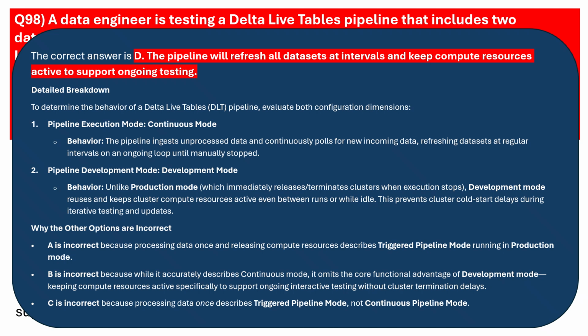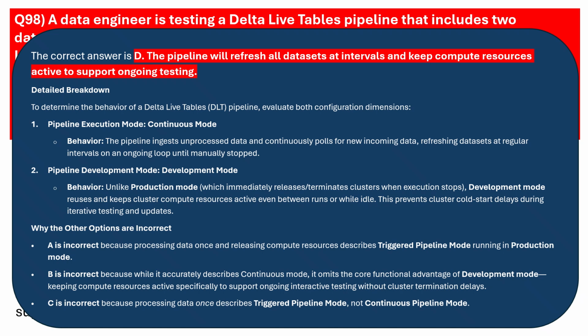Detailed breakdown. To determine the behavior of a Delta Live Tables (DLT) pipeline, evaluate both configuration dimensions. Pipeline execution mode. Continuous mode behavior: the pipeline ingests unprocessed data and continuously polls for new incoming data, refreshing datasets at regular intervals in an ongoing loop until manually stopped. Pipeline development mode. Development mode behavior: unlike production mode, which immediately releases/terminates clusters when execution stops, development mode reuses and keeps cluster compute resources active even between runs or while idle. This prevents cluster cold start delays during iterative testing and updates.